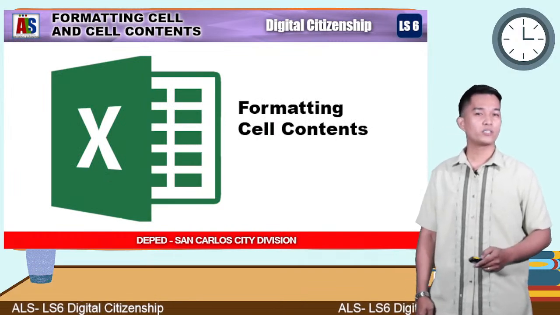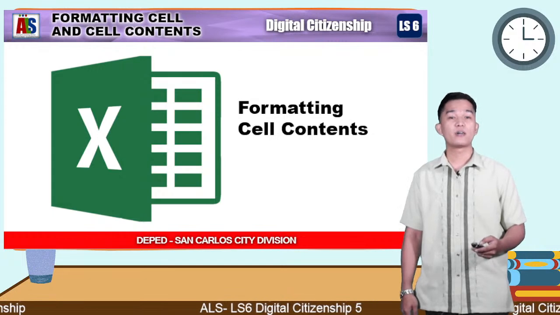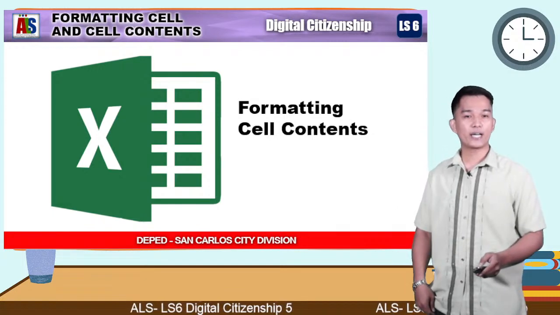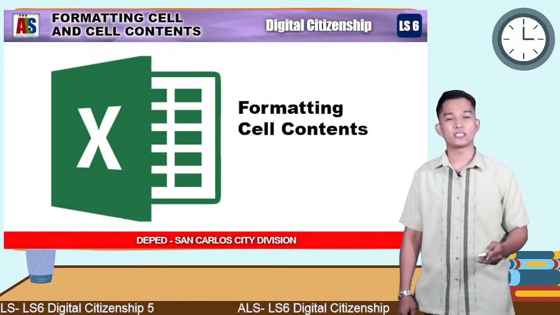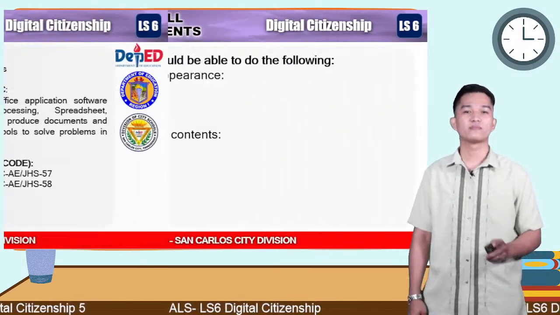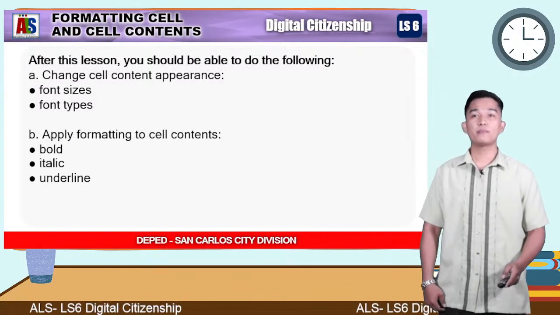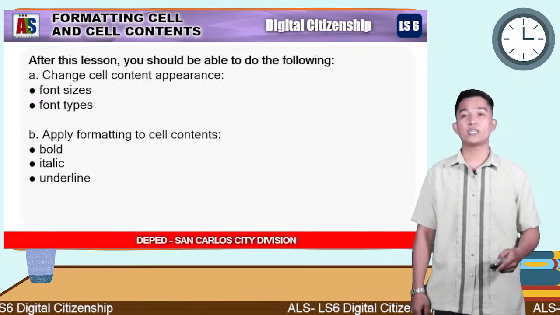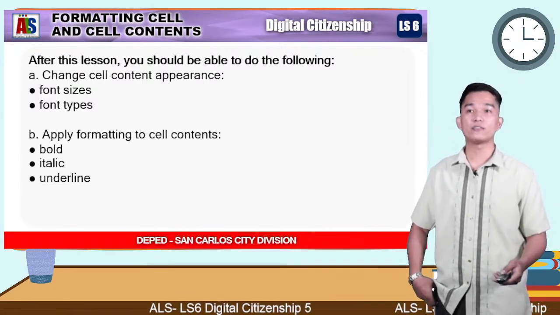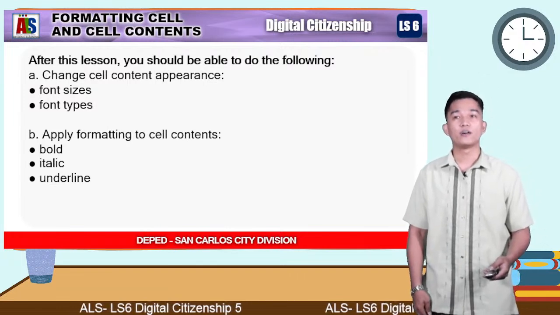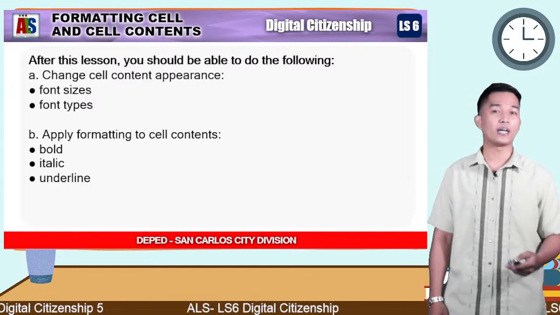Today, we are going to learn about the steps in formatting cell contents in Microsoft Excel. But before that, here are the things you need to do after this session. After this lesson, you should be able to do the following. A. Change cell content appearance like font sizes and font types. Letter B. Apply formatting to cell contents like bold, italic, and underline.